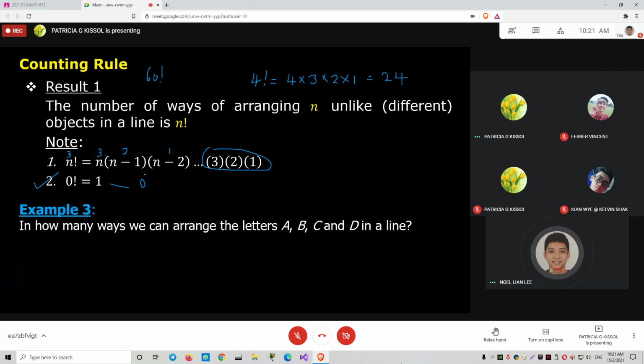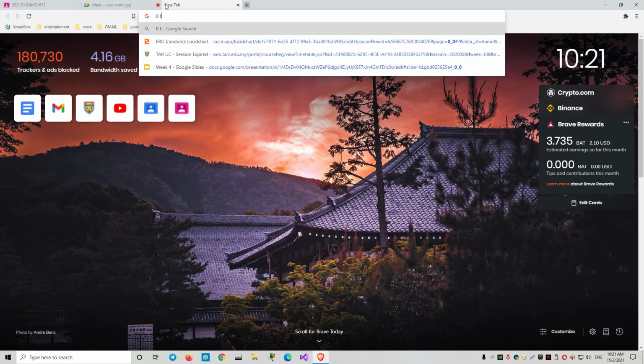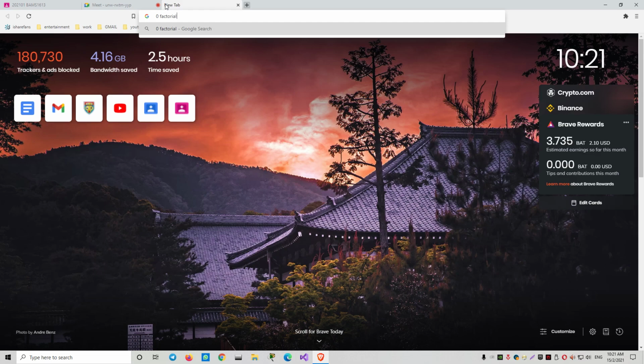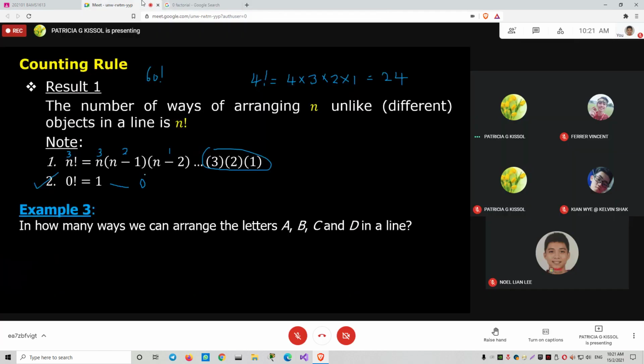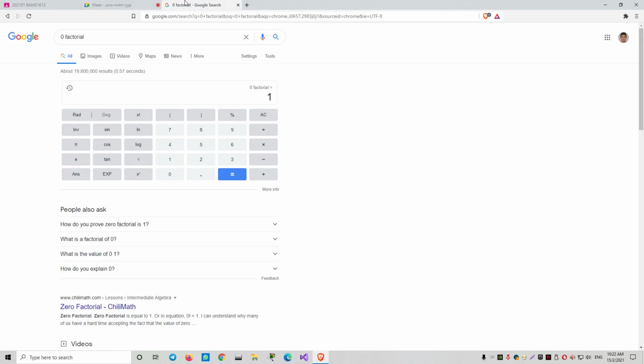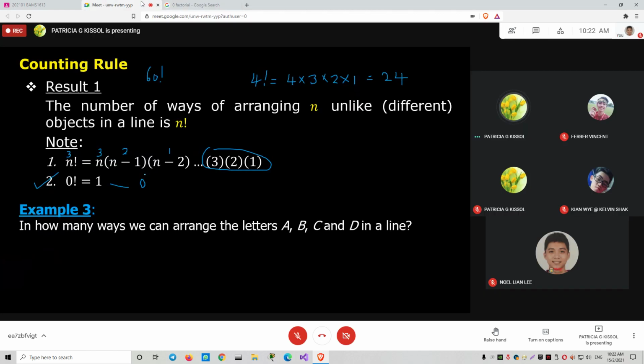So did you try using the calculator? 0 factorial? If you use the 0 and factorial it, it's 1, because it assumes you count the 0 as one number.